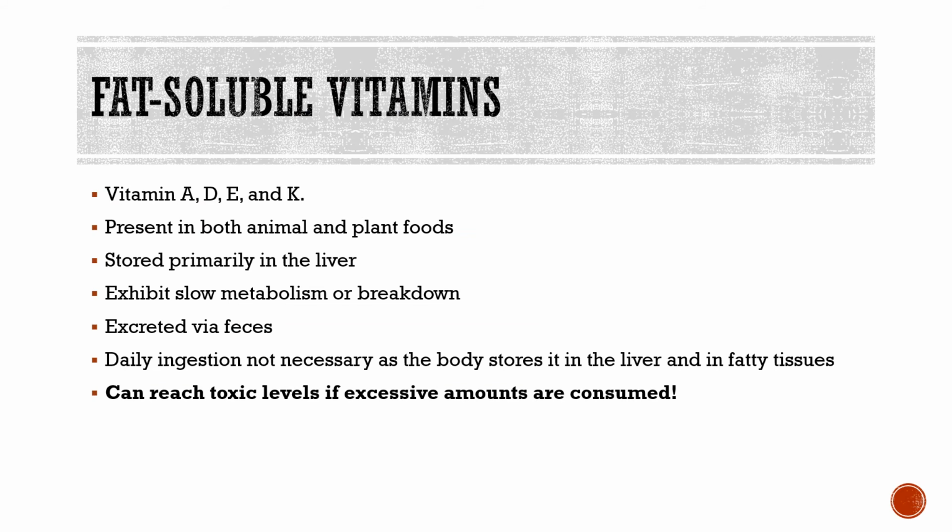So the fat soluble vitamins are vitamin A, D, E, and K. They are present in both animal and plant foods. They're stored primarily in the liver. They go through a very slow metabolic process as they're broken down. They're excreted by the feces. And generally, daily ingestion is not necessary because the body does store it in the liver and the fatty tissues.